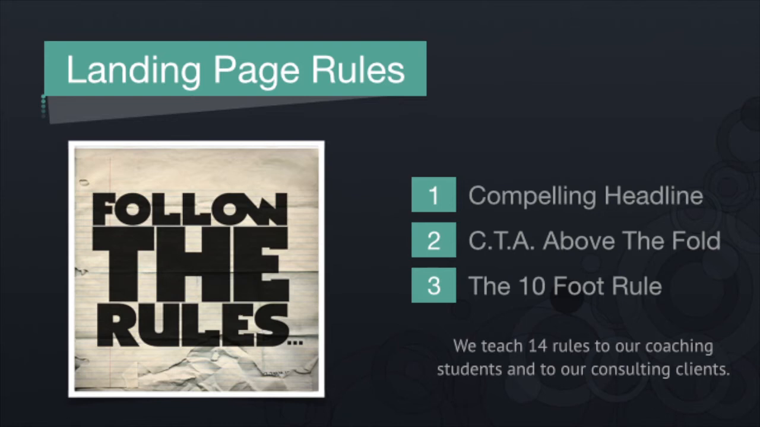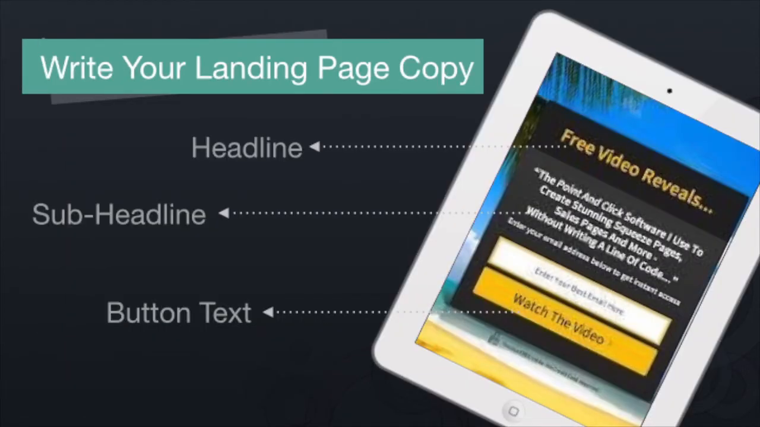We're just giving you the highlights today. So here's the next thing you want to do: write the actual copy for your landing page. And it's really pretty simple. You need a headline, you need a subheadline, and you need the text that's going to go over the button. So you just write those super quick.